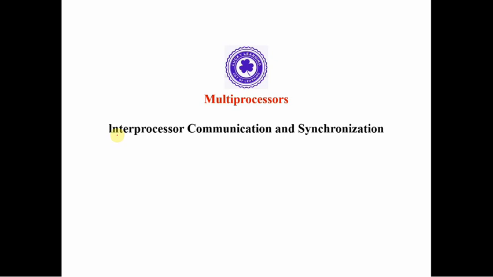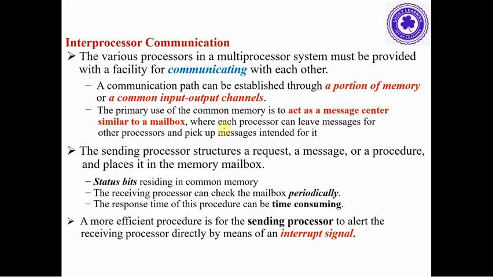Here in this video, I am going to discuss inter-processor communication in multiprocessor systems and synchronization. The various processors in a multiprocessor system must be provided with a facility for communicating with each other. Means one processor needs to communicate with another processor. That facility is there in the multiprocessor system. The communication path can be established through a portion of memory or common input-output channels.